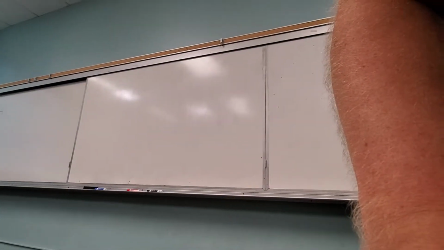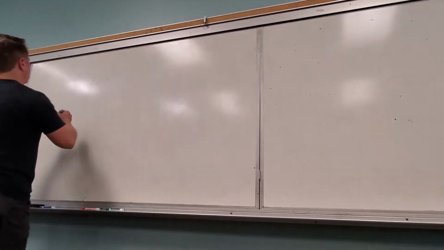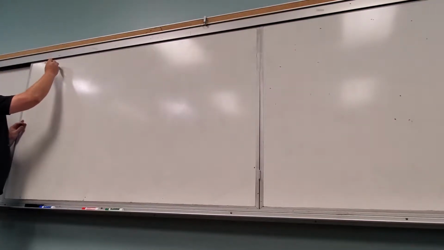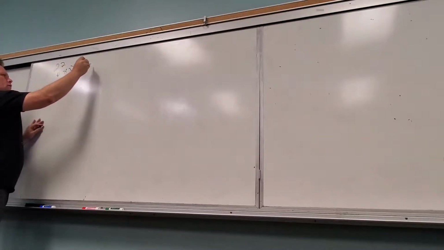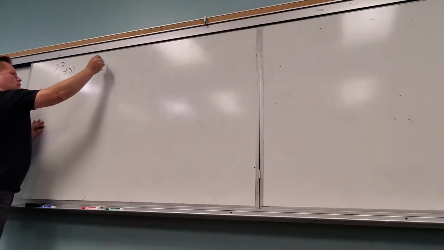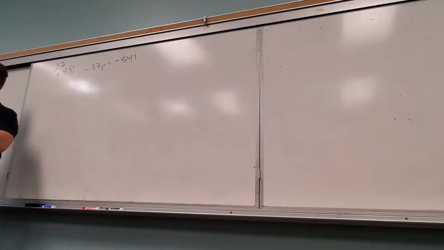Negative 37p equals negative 541. Negative 37p. Oh, I can control it a little bit. There you go. Come on. Yeah, that's pretty good. All right. What section? 2.2, number 83. It said, negative 37p equals negative 541. Coolness.